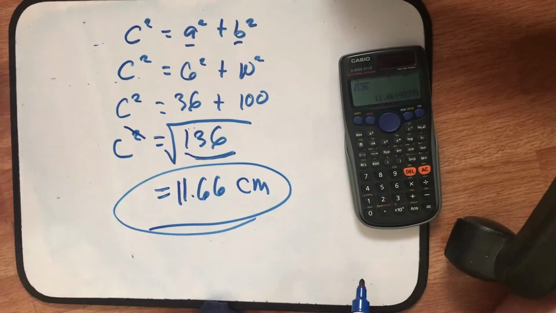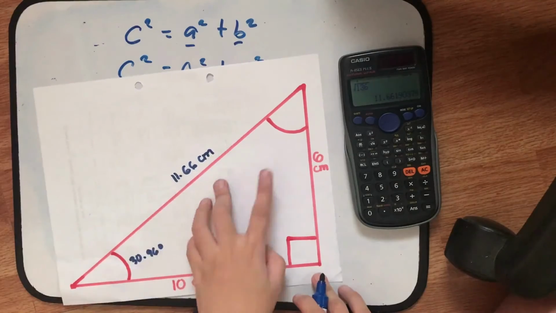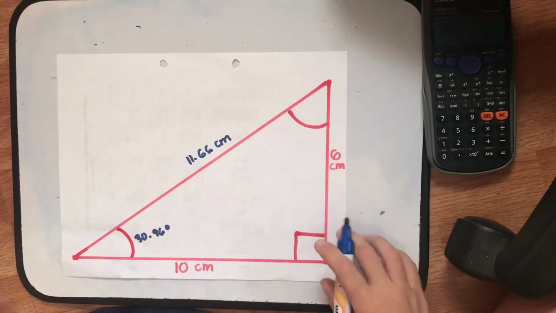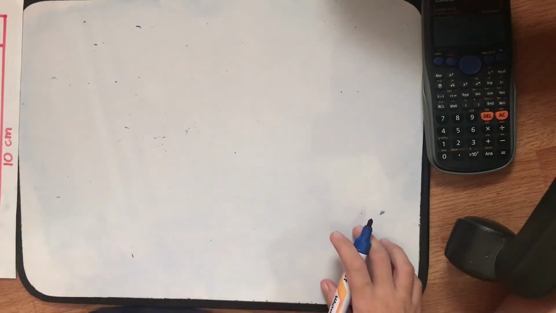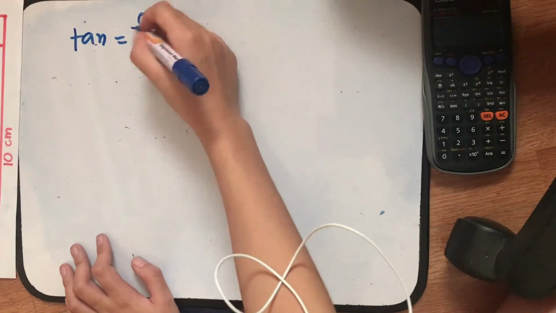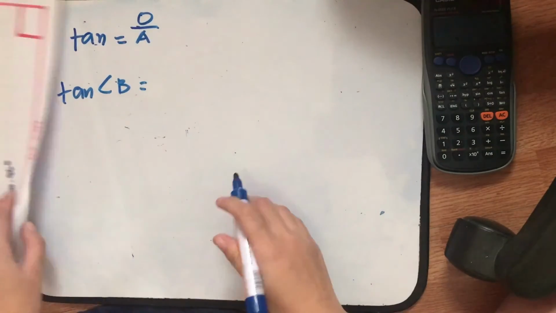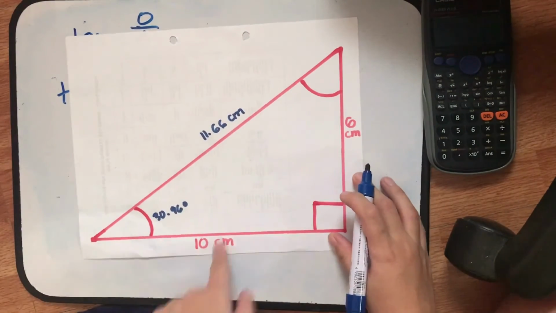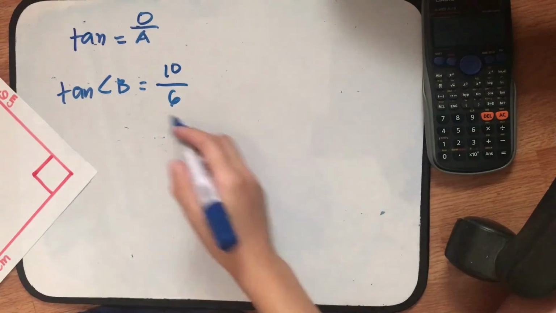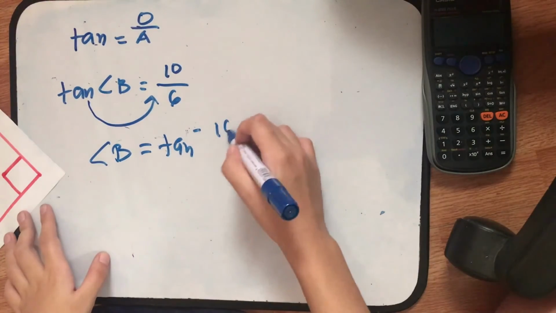Now we just have to input the value of side C, which is 11.66 centimeters. All that's left to solve is angle B. To solve for angle B, there are 2 methods. First is the same as getting angle A, which involves tangent equals opposite over adjacent. So tangent of angle B is equal to the opposite of angle B, which is 10, over the adjacent, which is 6. Transpose the tan again. Angle B is equal to arctangent of 10 over 6.